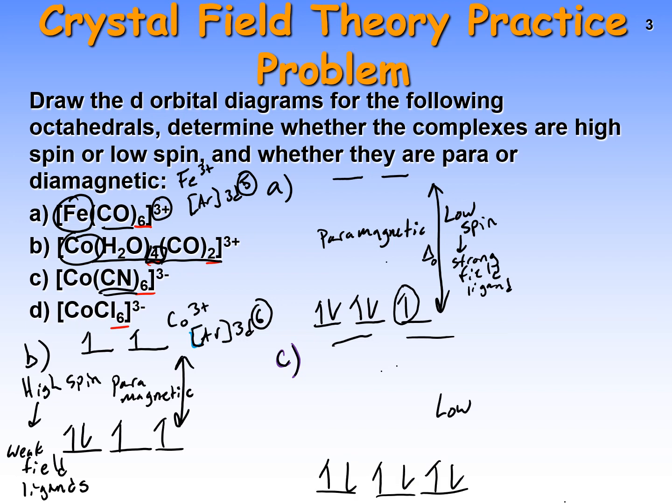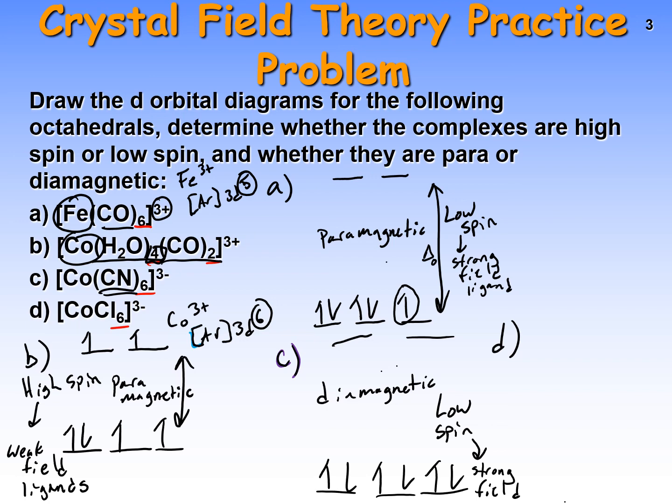This is going to be a low spin complex. And we have a diamagnetic complex here because none of the electrons are unpaired. And again, low spin due to very strong field ligand. All right, lastly, we have letter D, which is Cl.